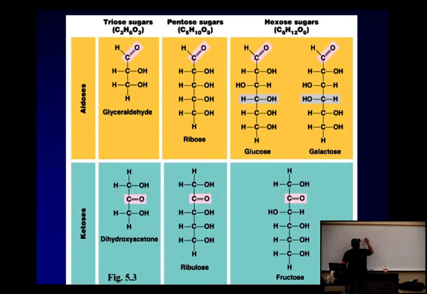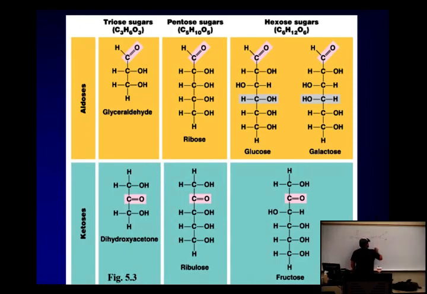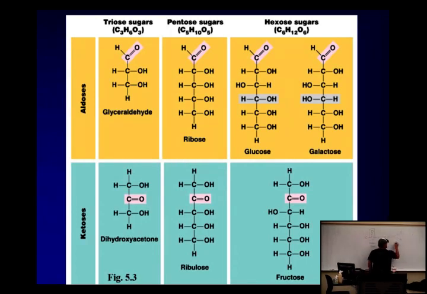So a carbonyl group is C with a double bond to an oxygen in the middle of a carbon chain, or it could be at the end of a carbon chain. So this one is called a ketone, and so in a sugar it's called a ketose, and this one is called an aldehyde, and so in a sugar it's called an aldose. So that's how we can name and classify sugars.